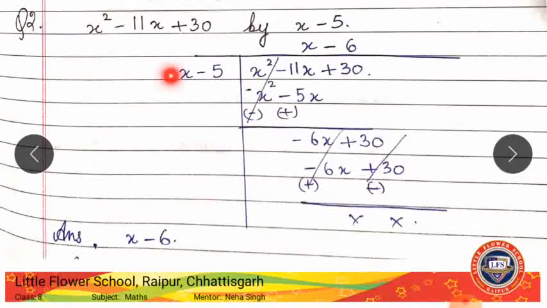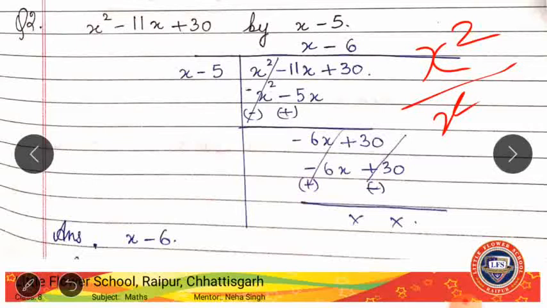See here, this is the divisor, x minus 5, and the dividend is x square minus 11x plus 30, right? So how are we going to do this question? The first term of the dividend will be divided with the first term of the divisor. What I am saying is, the first term of the dividend, that is x square, will be divided with the first term of the divisor, that is x.